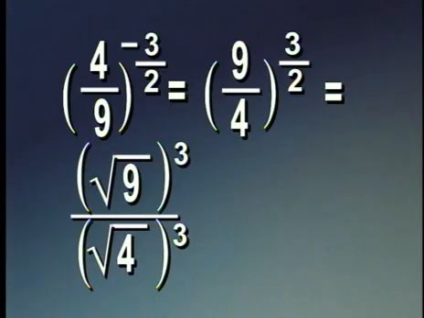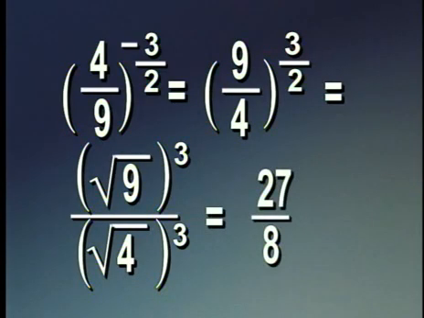And then raise those numbers to the 3rd power, as you see. The square root of 9 is 3. 3 to the 3rd is 27. The square root of 4 is 2. 2 to the 3rd is 8. So we have 27/8. Of course, what should we do with 27/8 as an answer?